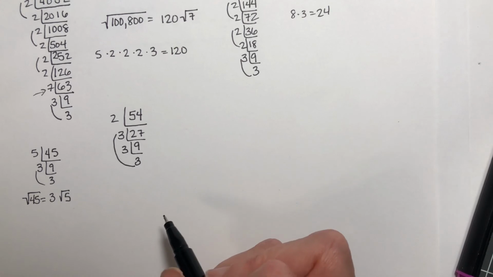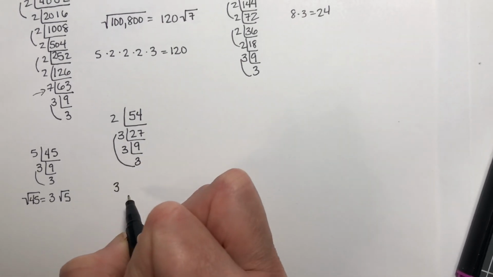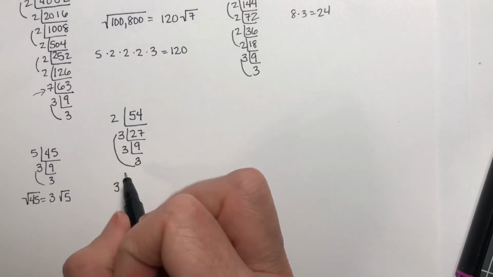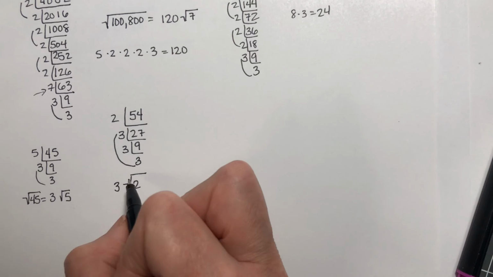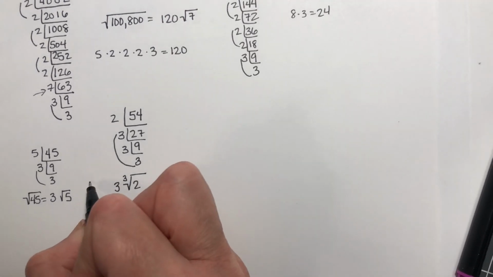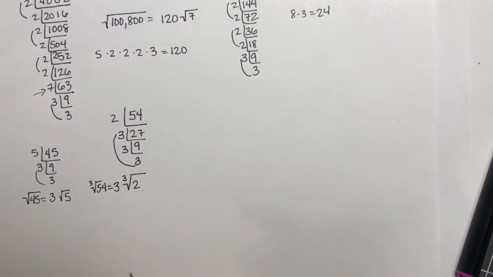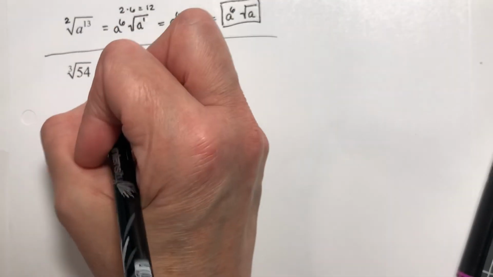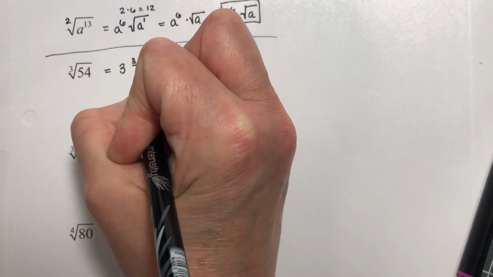It works the same way otherwise. Since I have 3 of a kind here, the 3 is going to come on the outside. I'm going to have a 2 stuck on the inside. The thing I have to remember is that it is a cube root. We cannot lose that index. So the cube root of 54 is 3 times the cube root of 2. Coming back over here, this is 3 times the cube root of 2.